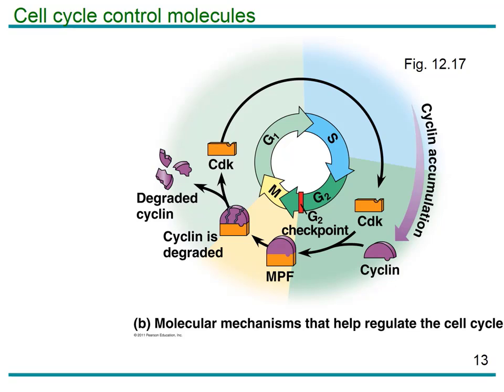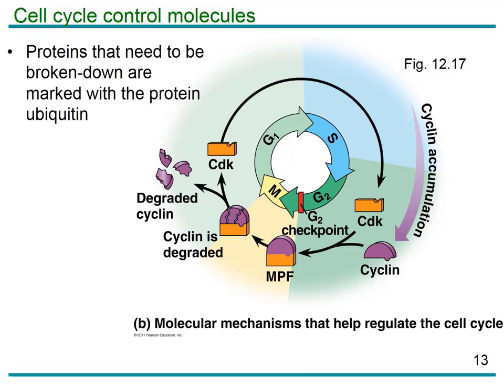Proteins that need to be broken down are marked by adding a small protein called ubiquitin. So the cell uses the presence of this protein ubiquitin to recognize proteins that need to be degraded.